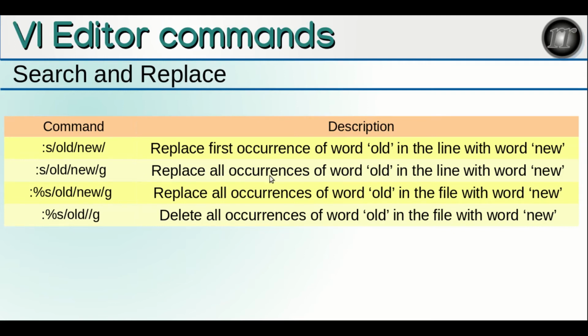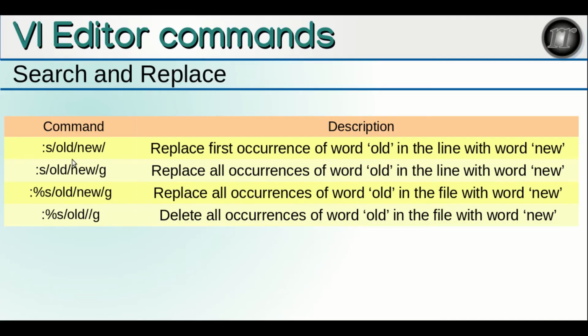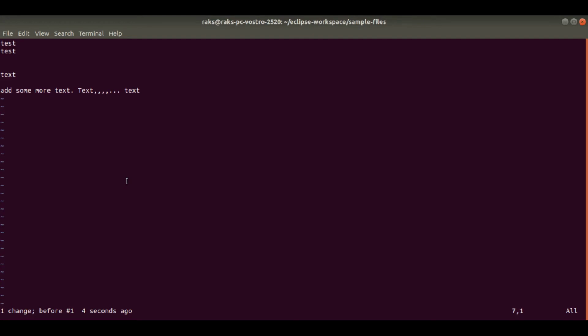What if we want to replace all occurrences of the word in the line? Then we will use this command. In addition to the previous command, you will just use G additionally. So test, text, and G. You can see in this line all the occurrences are replaced by the new word.